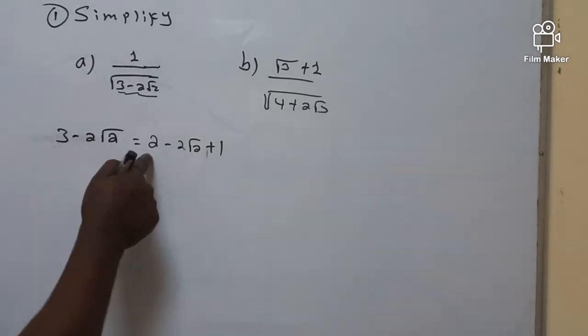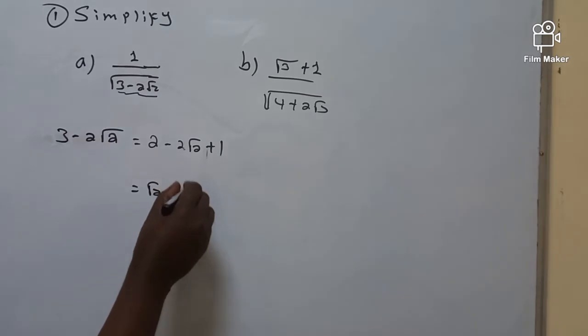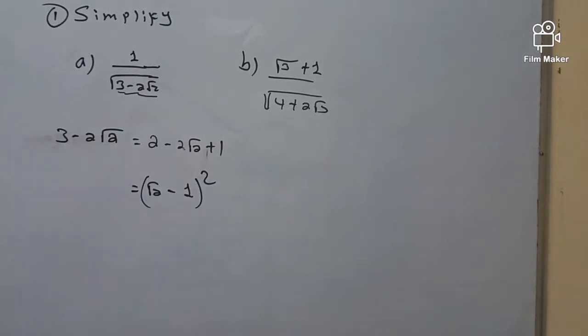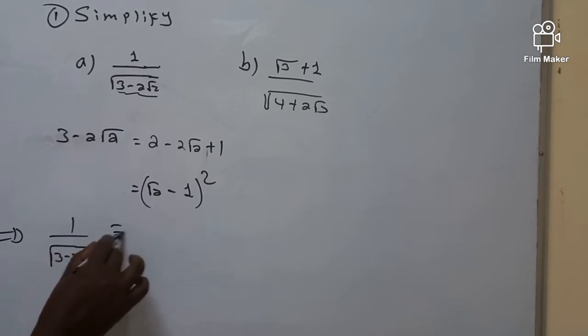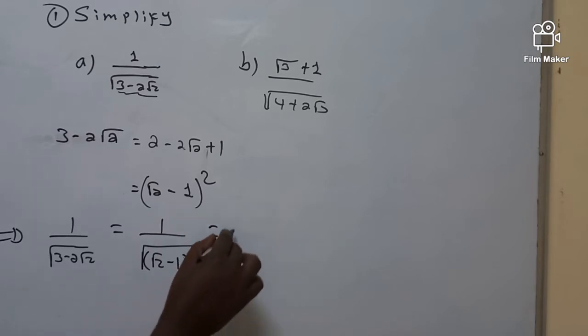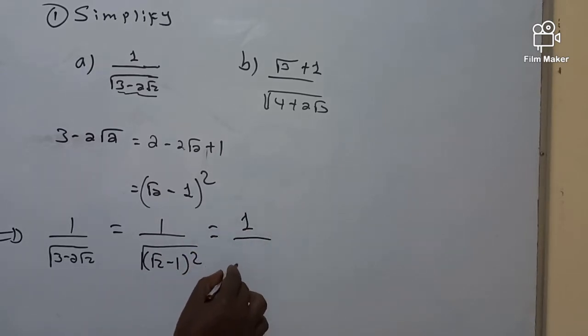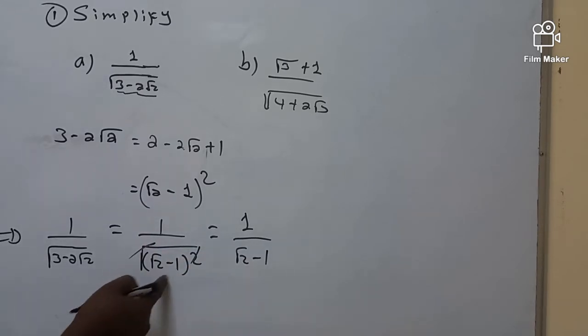Then, if it is perfect, take the square root of the first, that is root 2, minus the square root of the last, 1, the whole square. Hence, 1 over radical of 3 minus 2 radical of 2 is 1 over radical of root 2 minus 1 the whole square. This equals 1 over root 2 minus 1, because the square and the radical cancel. You know that root 2 is greater than 1, so there is no need to insert the absolute value.